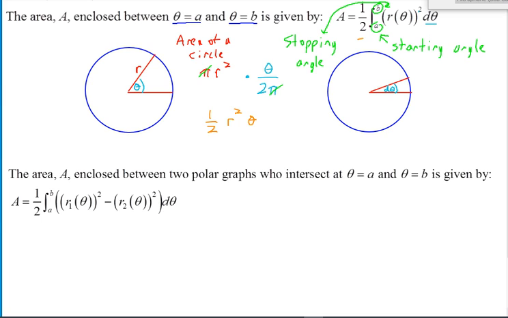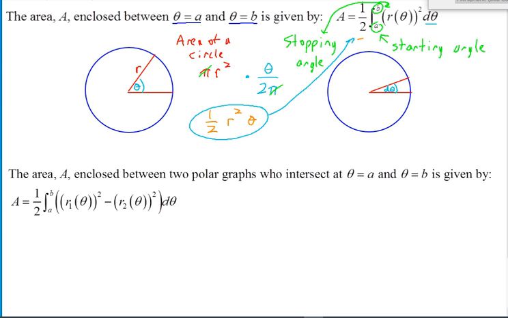And then the radius is not a constant like it is in a circle. With polar coordinates, this radius is changing. So that's why it's a function of theta, and it's still squared. So you can see it comes directly from this formula. We're just adapting, integrating all these little tiny parts of the circle, adding them all up that have different radiuses to get the entire area enclosed by the polar curve. Similar to how we use rectangles for rectangular coordinates.